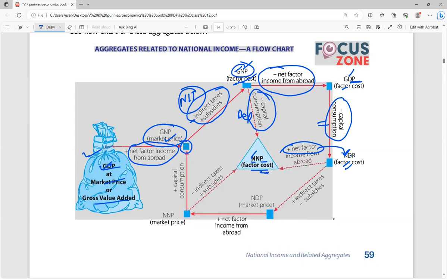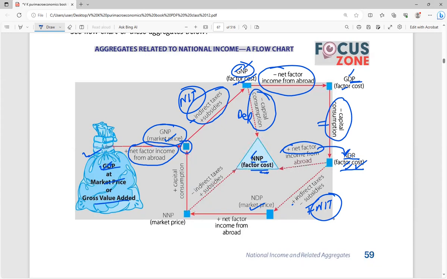If you check here to here also, NDPFC, net domestic product factor cost, if you add indirect tax minus subsidies, that is NIT, net indirect taxes, only factor cost and market price should change. So factor cost becomes market price. Have you seen that? Yes. Okay.